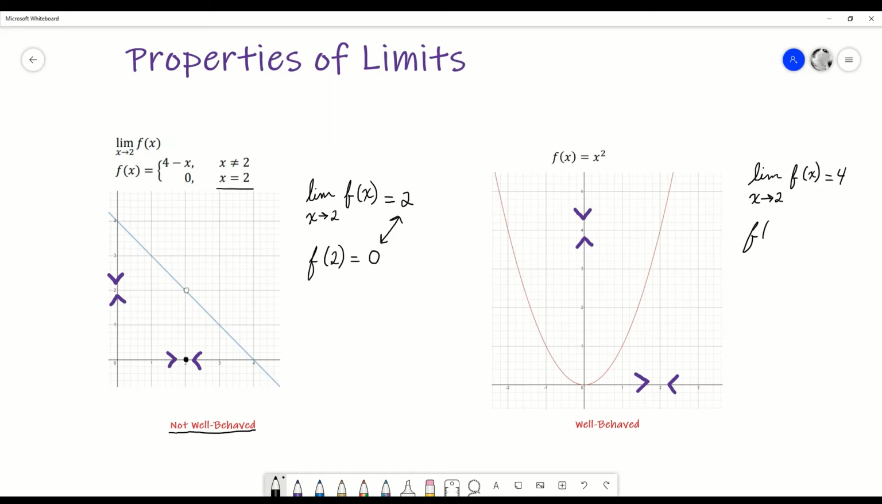If I evaluate the function at 2, replace the x with a 2, so 2 squared, that's also going to give me 4. If it turns out that the limit and the function at the particular value that we're interested in are the same thing, then we say the graph is a well-behaved graph. And if it's a well-behaved graph or a well-behaved function, then we can use direct substitution to evaluate the limit.